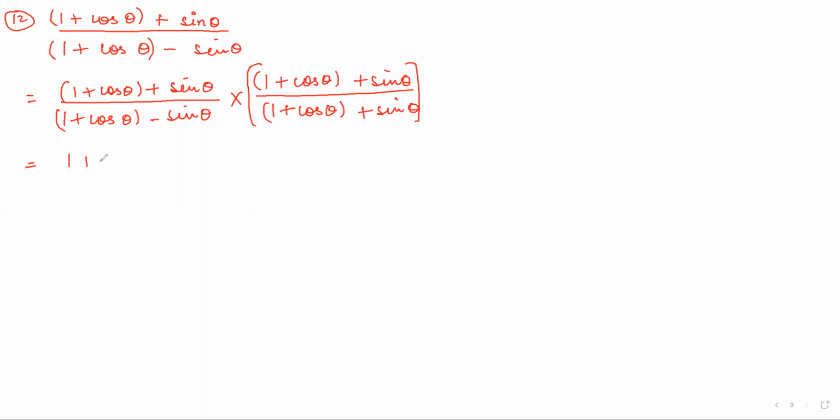So in the numerator, now I have (1 plus cos theta plus sine theta) whole square, right? And in the denominator, now I have a minus b into a plus b kind of thing, you can see, right? So it will become a square minus b square. So I'll have (1 plus cos theta) whole square minus sine square theta. Clear?